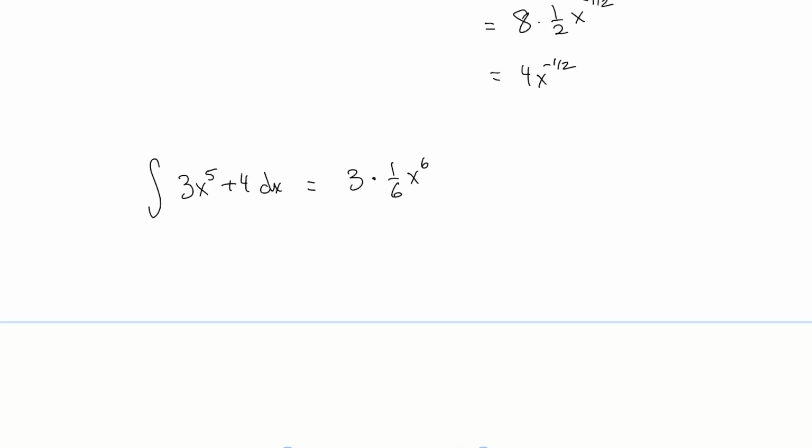And then what about the 4? This is something I didn't mention specifically, but you just have to remember. If you have just a constant and you take the integral, what happens? It's that constant times x. So this becomes plus 4x. The rule for constants is that the derivative of a constant is always 0. The integral of a constant is always that same constant times x, or times whatever the variable is.